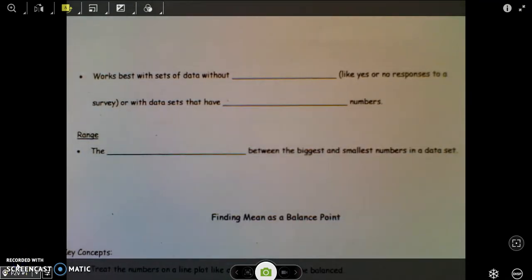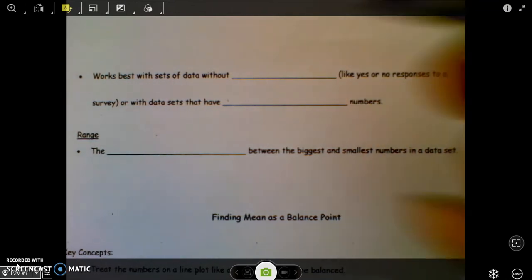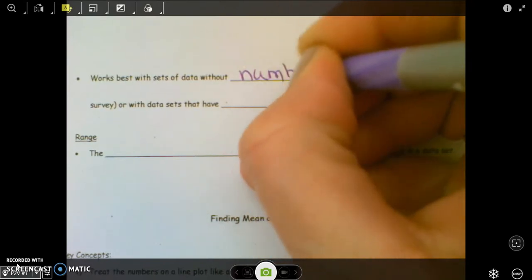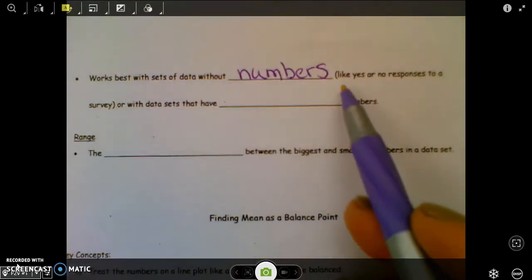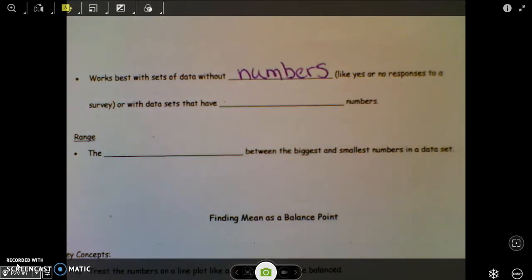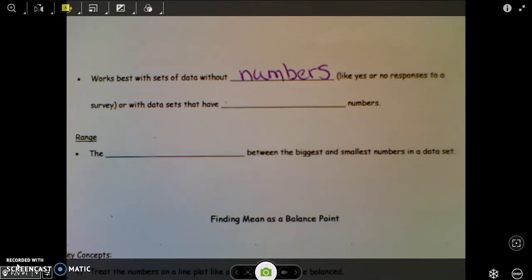So continuing on with mode here on the next page of your notes, mode works best with sets of data without numbers, which again sounds weird, but you can have data without numbers. So maybe it's a yes or no response, maybe it's a survey of your favorite color, maybe you're voting for class president, whatever it might be. Their response isn't going to be a number. If it's what's your favorite color, it might be green or pink or blue or purple, yellow. Those do not have numerical value.